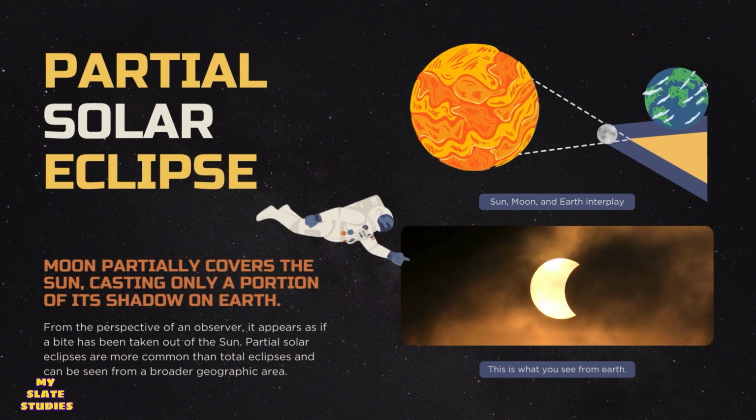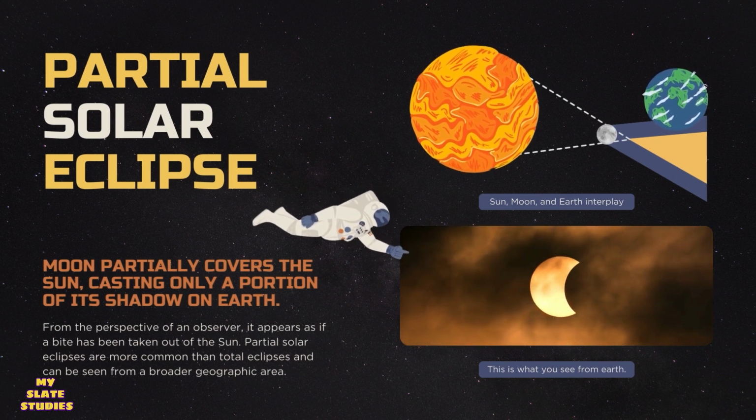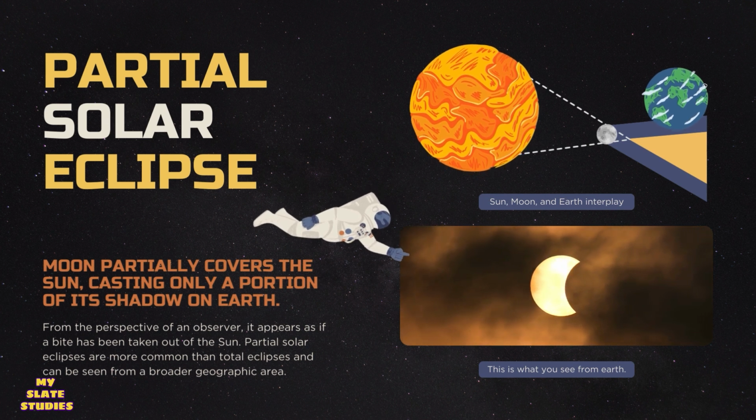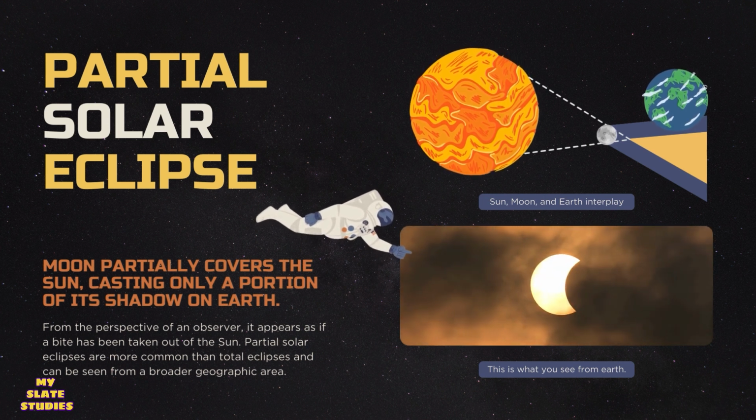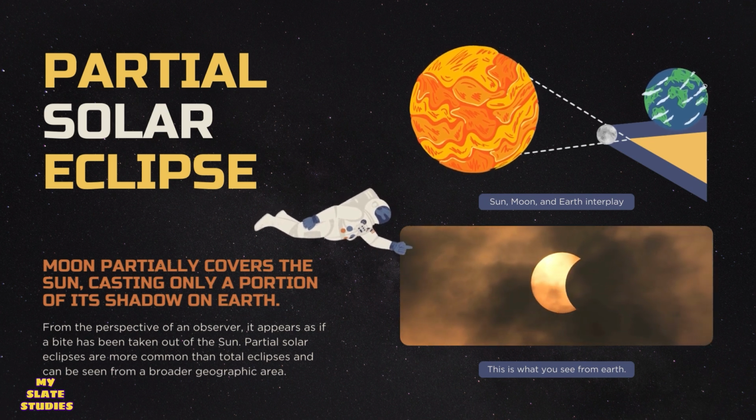In a partial solar eclipse, the moon partially covers the sun, casting only a portion of its shadow on Earth. From the perspective of an observer, it appears as if a bite has been taken out of the sun. Partial solar eclipses are more common than total eclipses, and can be seen from a broader geographic area.